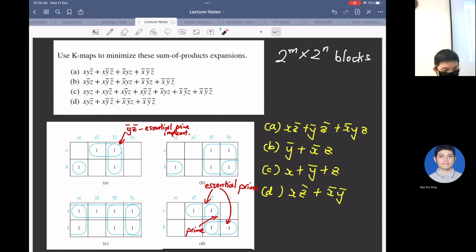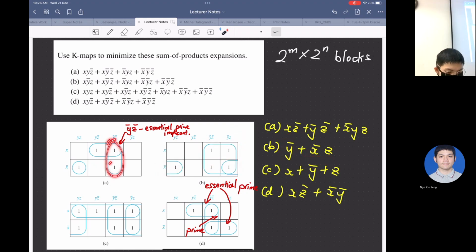How about B? For B, you have 2 blocks to cover all the ones. This 2 times 2 block here, you can reduce to just 1 literal, y bar. And then this adjacent block here, you can reduce by 1 literal because they differ by 1 literal, which is y bar, which is y. So this will become x bar z. This block becomes x bar z, and this block here becomes y bar.